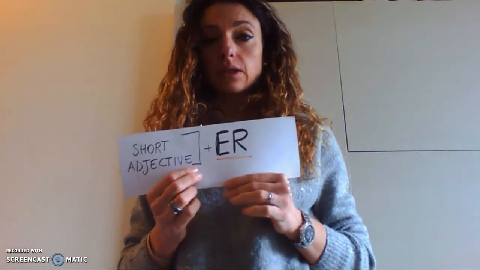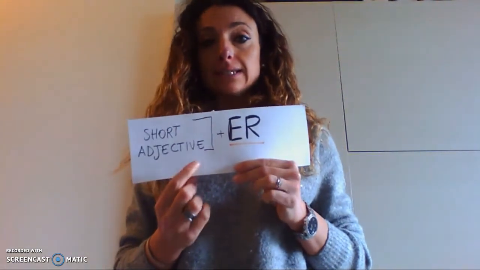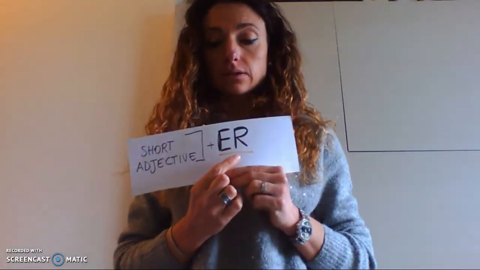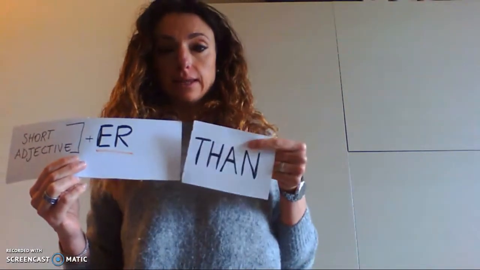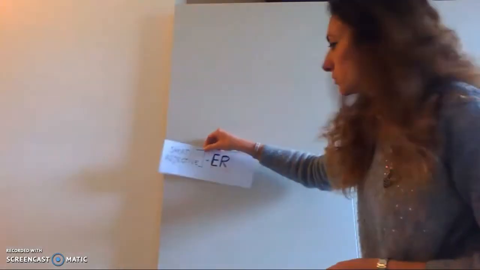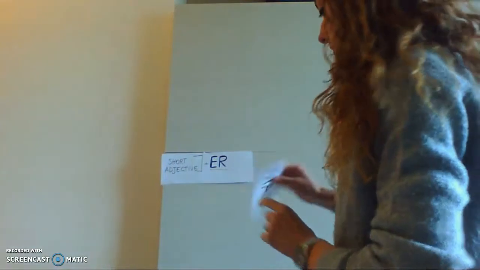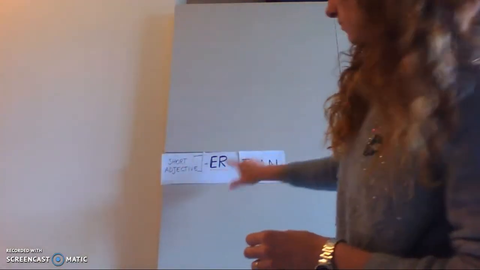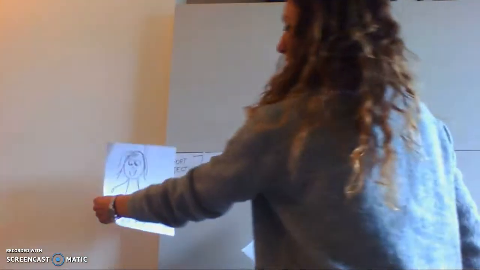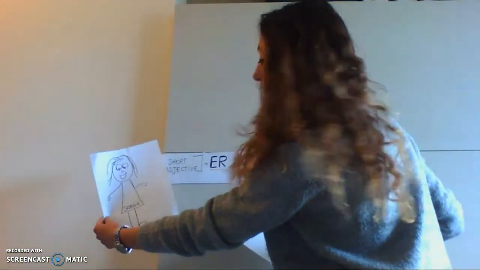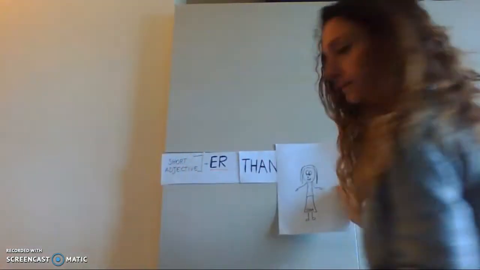And here we spoke about short adjectives. Short adjectives need -er and then "than". Okay? So I put it here. So short adjective, then after. Okay? I repeat. Sarah is taller than Tina. Okay? For example.